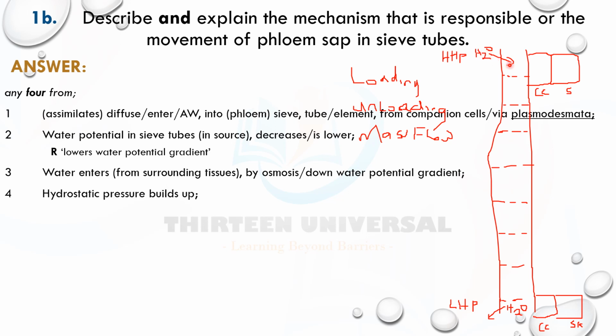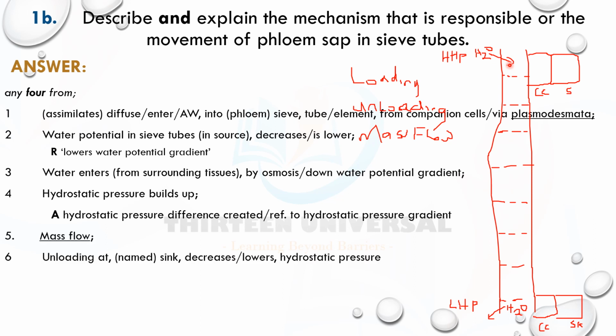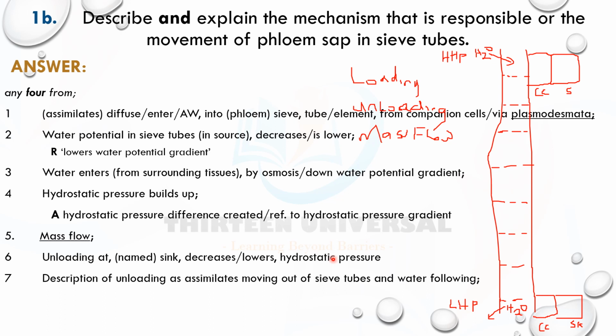So what's the next one? Hydrostatic pressure builds up because of the increase in volume of phloem sap. Water moves in, phloem sap volume increases, hydrostatic pressure builds up, and then a hydrostatic pressure difference is created, or mass flow happens. Of course, mass flow is happening because of unloading at the sink. The unloading at the sink, movement of sucrose out here, increases water potential. So water is moving out. Is that okay? And then what happens? A water potential gradient is set up. So that's all you need to say in this question, guys.